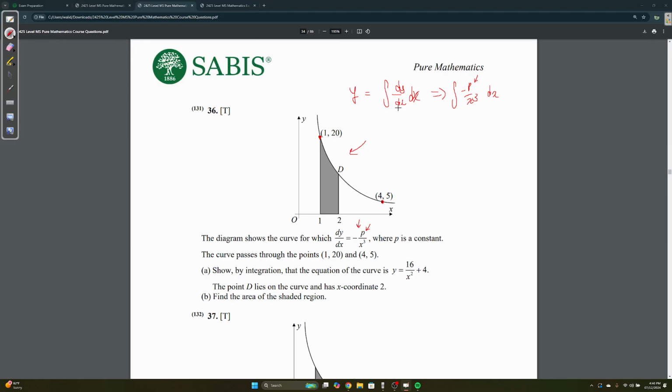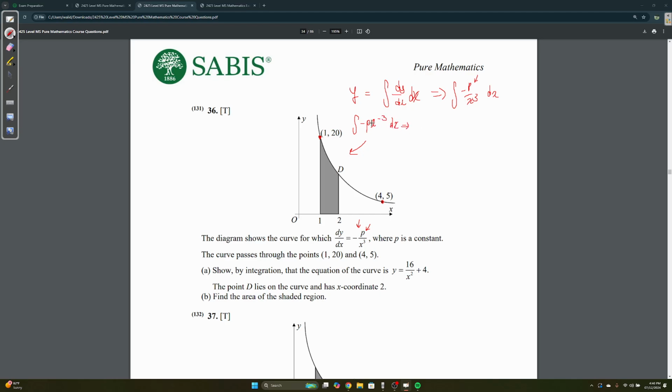How do we integrate when you have a number? You just take it to the side. Before integrating, I need to take x cubed up. Remember, we can't integrate if it's in the denominator, right? So it's going to be the integral of minus p x to the power of minus 3 dx, right?